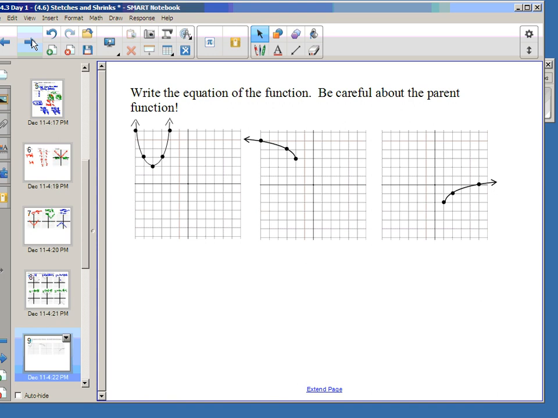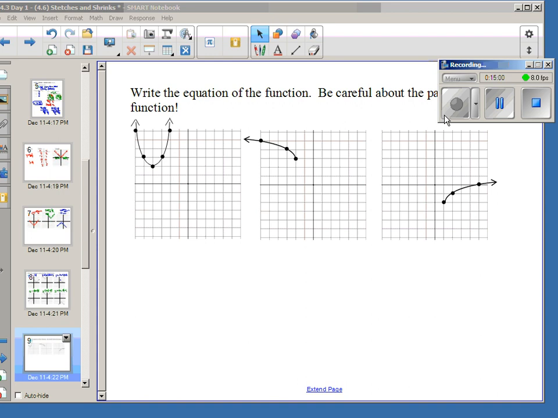So these are review here. So be careful with your parent functions. I want you to give these a shot. So pause the video and find the value or the equations for each one of these functions.